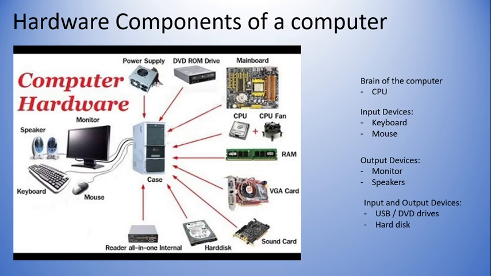Now, hardware components of a computer. To make a computer, you will need hardware components. The main hardware component is a CPU. CPU stands for Central Processing Unit and is also known as the brain of the computer. A lot of people also call a CPU the processor of the computer. It can be used to do processing-intensive tasks and arithmetic operations and all those things.